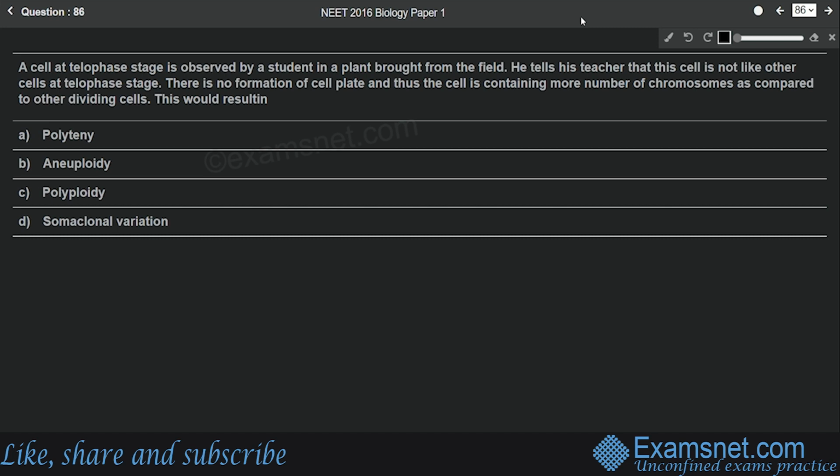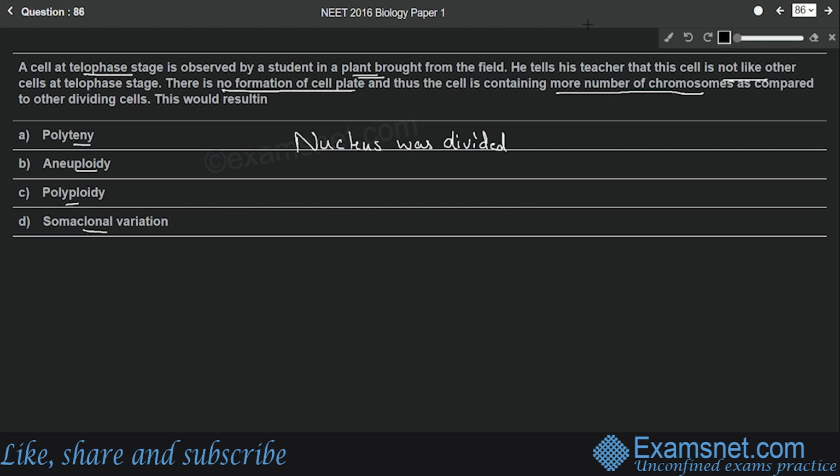Question number 86 is from the chapter Cell Cycle and Cell Division. And the question is, a cell at telophase stage is observed by a student in a plant brought from the field. He tells his teacher that this cell is not like other cells at telophase stage. There is no formation of cell plate, and thus the cell is containing more number of chromosomes as compared to other dividing cells. This would result in, options are polygyny, aneuploidy, polyploidy and somaclonal variation. So according to this question, the nucleus was divided, right? Nucleus was divided.